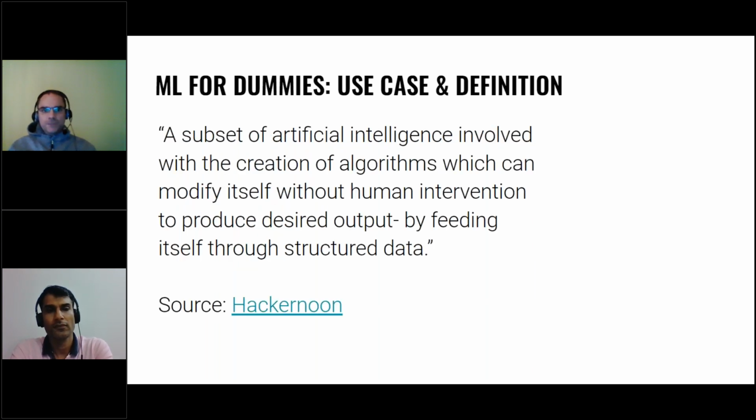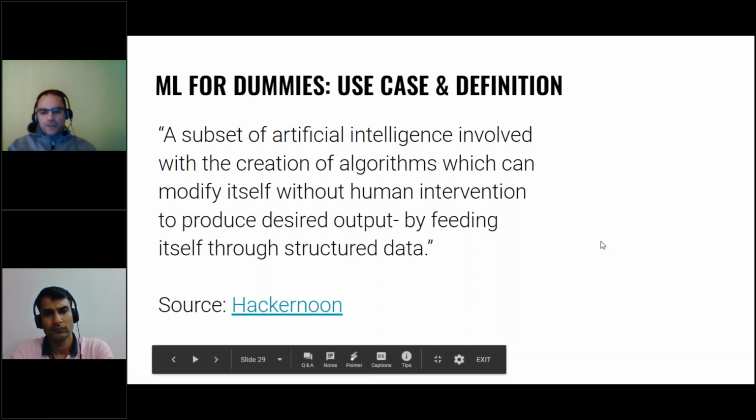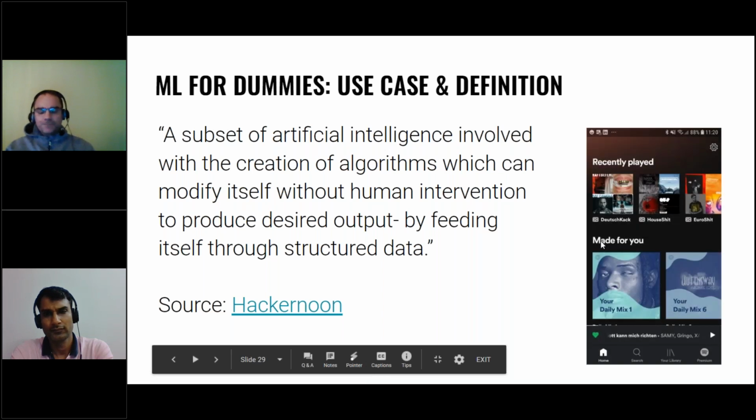So let us look into a definition of machine learning. It's a subset of artificial intelligence involved with the creation of algorithms which can modify themselves without human intervention to produce desired output by feeding themselves through structured data. That's a definition we found on HackerEarth, which we found pretty accurate.